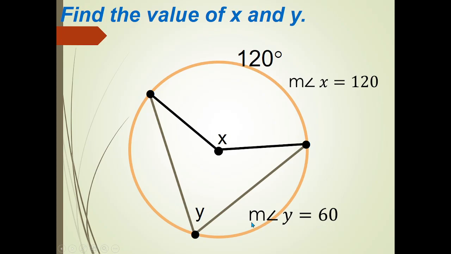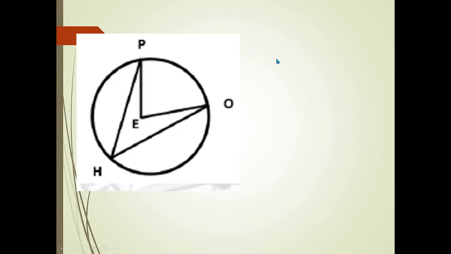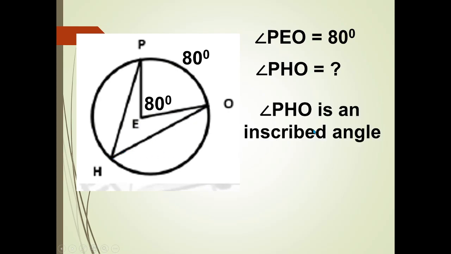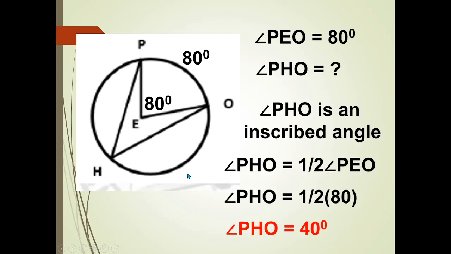Angle y is an inscribed angle, so we need to get 1/2 of 120 degrees. So you see the difference between the two angles. Moving on, let's have more examples. Angle PEO is 80 degrees. So therefore, the intercepted arc is also 80 degrees. Now, what's the measure of angle PHO, which is an inscribed angle? So obviously, it is equal to 40 degrees.